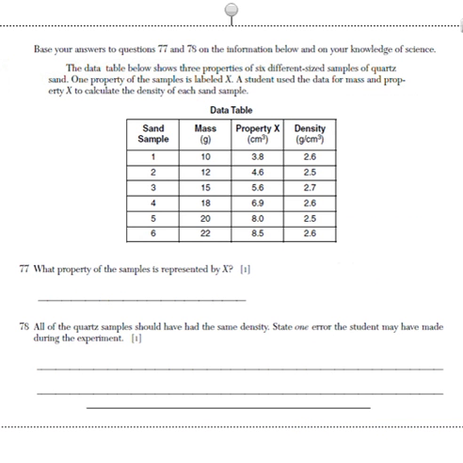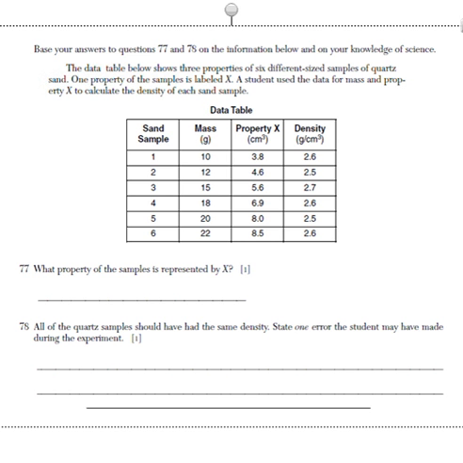Okay, here's another one from the state test. The data table below shows 3 properties of 6 different size samples of quartz sand. One property of the samples is labeled X. A student used the data for mass and property X to calculate the density for each sand sample.